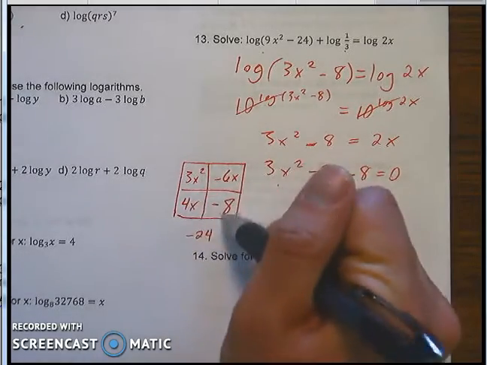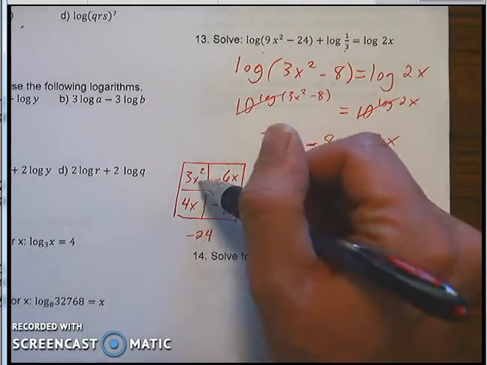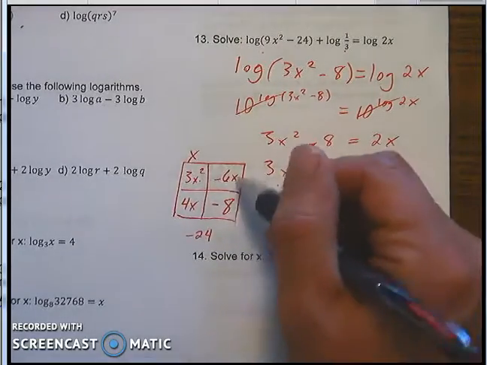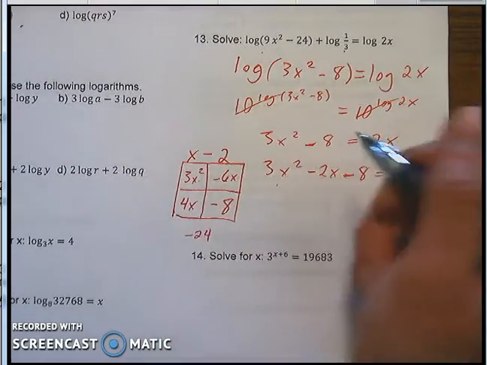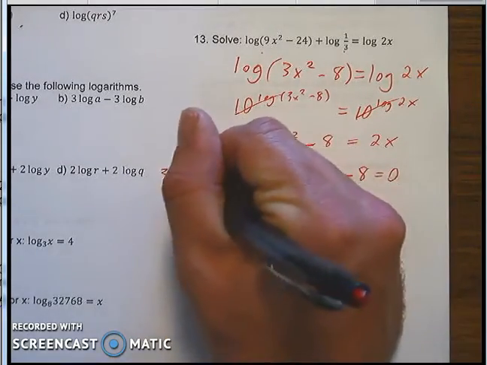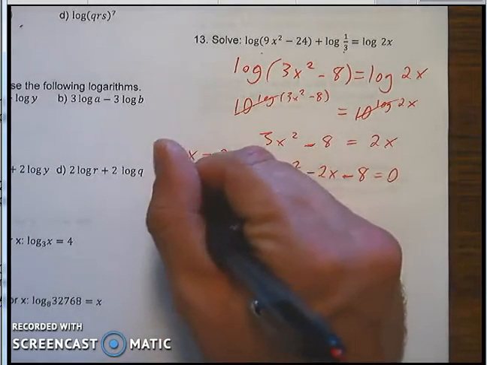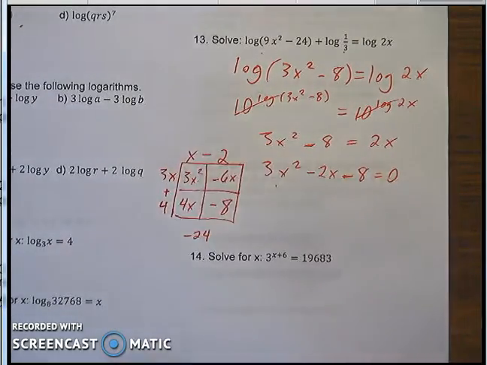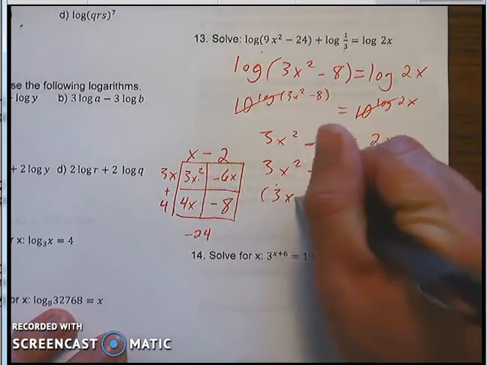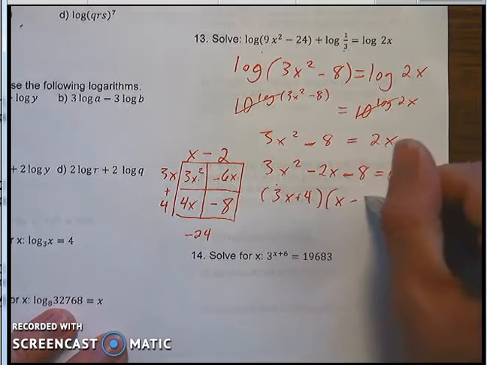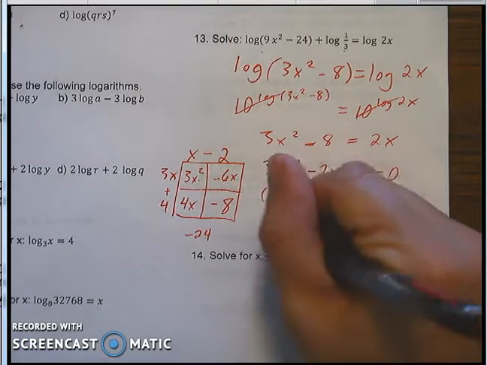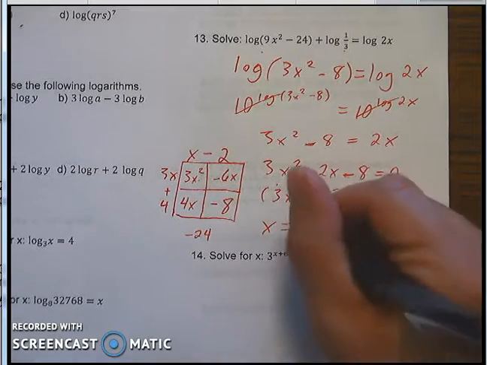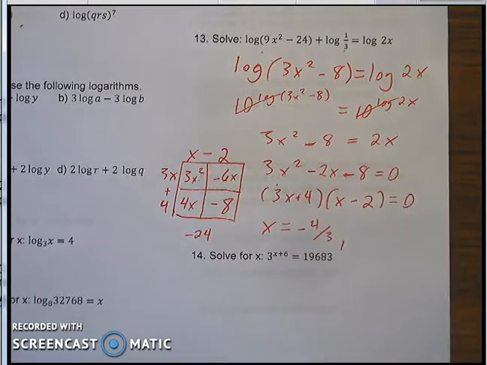And then I'm looking for the greatest common factor, but here the greatest common factor between 3x squared and 4x is just x. Negative 6x and negative 8 is negative 2. 3 and negative 6x is 3x. And then 4 and negative 8, that's a positive 4. So when you factor this thing, you've got 3x plus 4 times x minus 2 equals 0. When you set these both equal to 0, you've got x equals negative 4 divided by 3, which is negative 4/3, and positive 2.